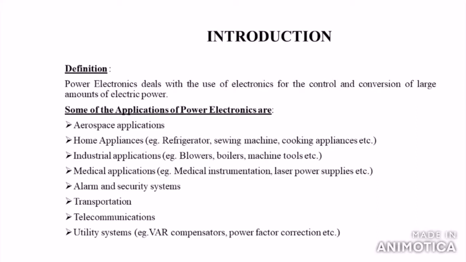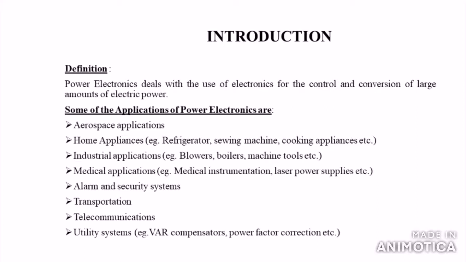Power electronics is nowadays used in almost all applications. First one is aerospace applications. Here it is used for space shuttles. Next, home appliances: refrigerators, sewing machines, cooking appliances, etc. In industrial applications, power electronic devices are used for blowers, boilers, machine tools, etc. In medical applications, it is used for medical instrumentation, laser power supplies, etc.